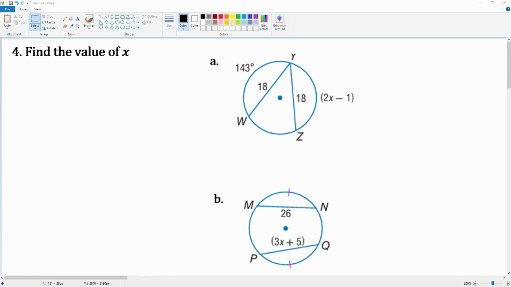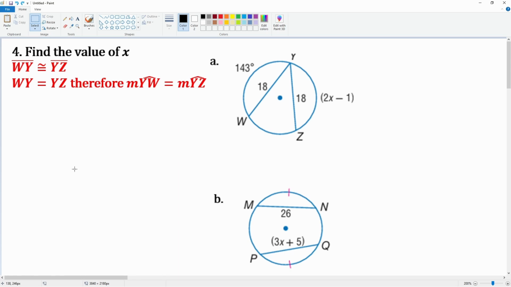All right, let's look at question 4 here. We're asked to find the value of x. These look like two chords intersecting a circle. First of all, please notice that segment WY is congruent to segment YZ. They're both 18. Therefore, if the chords are congruent, their arcs are also congruent. So the measure of arc YW is congruent to the measure of arc YZ.